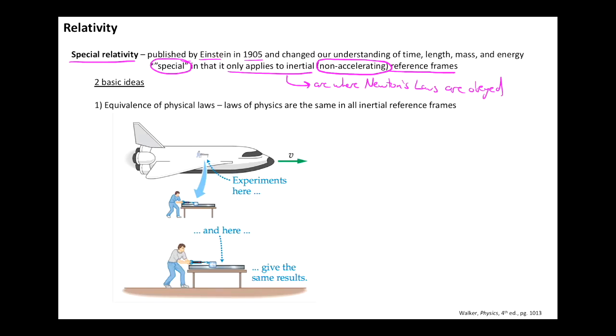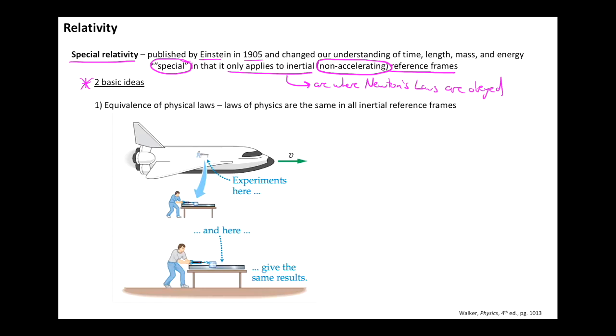So special is like a subset of the overall thing. It's special because we have to have non-accelerating reference frames. So the two basic ideas that Einstein had that led to some ridiculous stuff. The first one was the equivalence of physical laws. Essentially, the laws of physics have to be the same in every reference frame that's not accelerating.